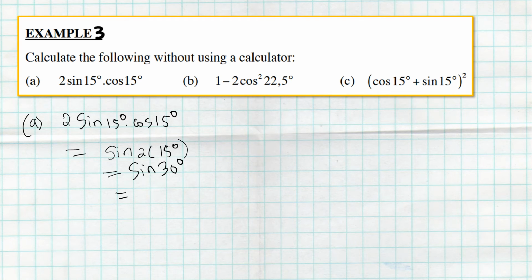30 degrees is a special angle, and you know from the triangle that it equals what? 1 over 2. Let's go to B now.